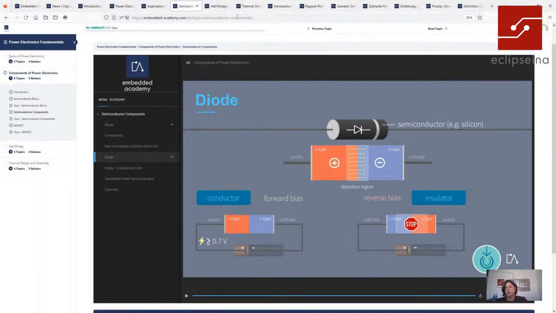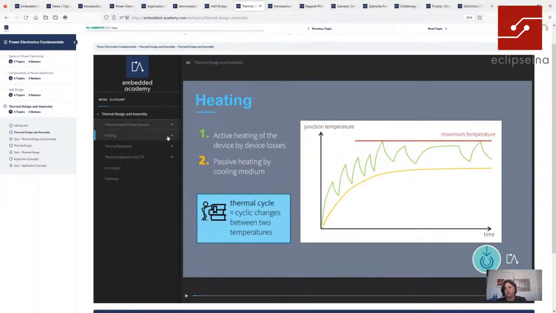So I will not show everything. I'll skip the half bridge and I will look into a thermal design, and there I chose the heating part.